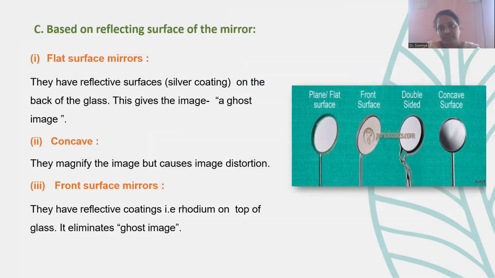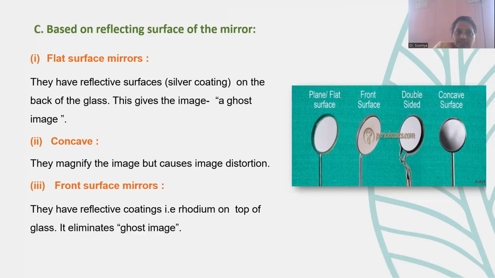Based on reflecting surfaces of the mirror, flat surface mirrors, they have reflective surfaces, silver coating on the back of the glass. This gives the image a ghost image. Next, coming to concave, they magnify the image but cause image distortion. Front surface mirrors, they have reflective coatings, that is rhodium on the top of the glass. It eliminates the ghost image.